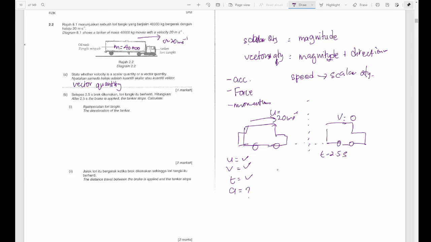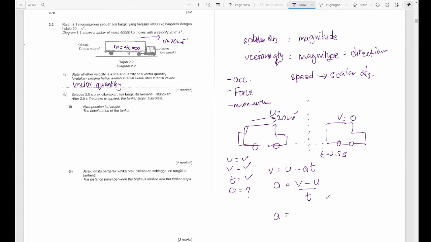So what is the formula? The only formula that we can use is V equals U plus AT, or you can write it as A equals V minus U divided by T. Based on the definition of acceleration, acceleration is the rate of change of velocity divided by time. V minus U is the change in velocity. So by using this formula, you can find the value of deceleration.